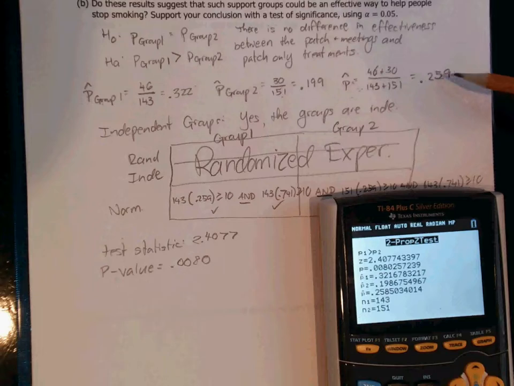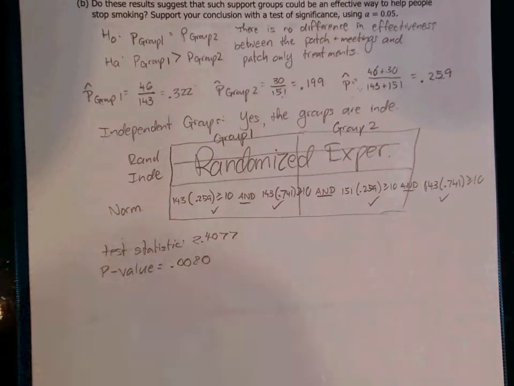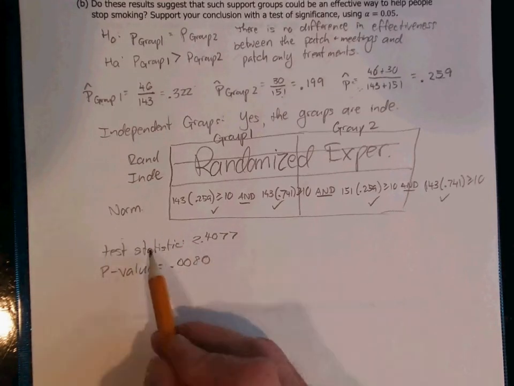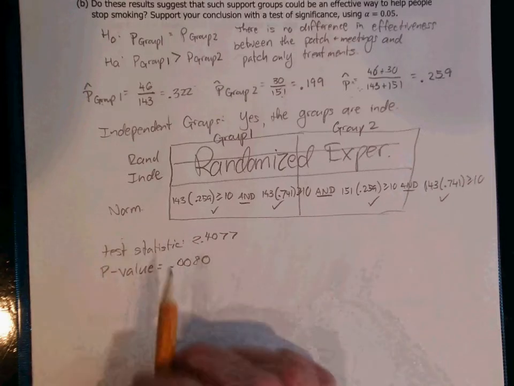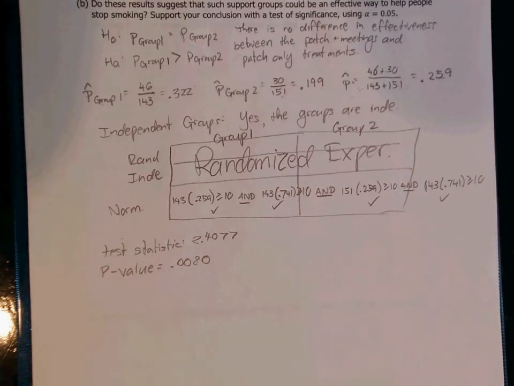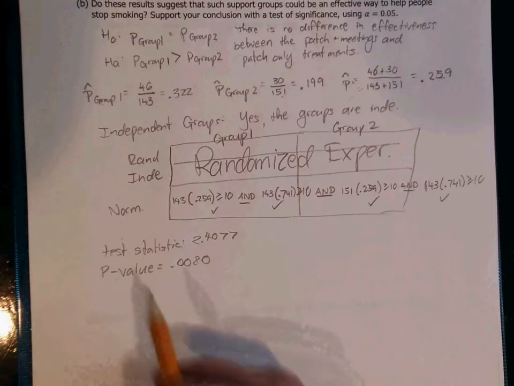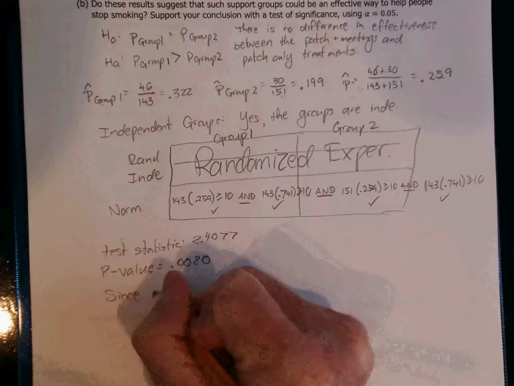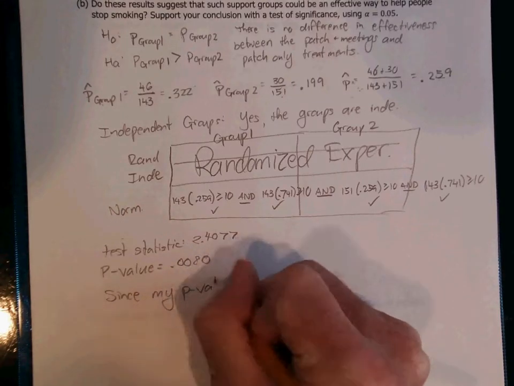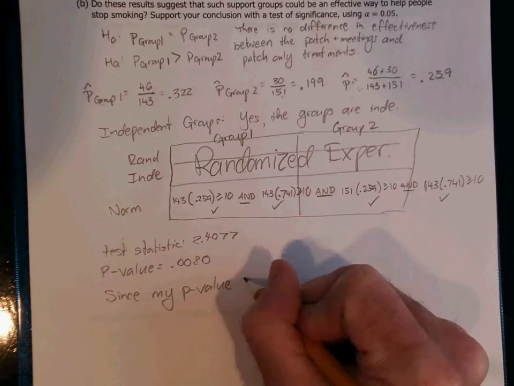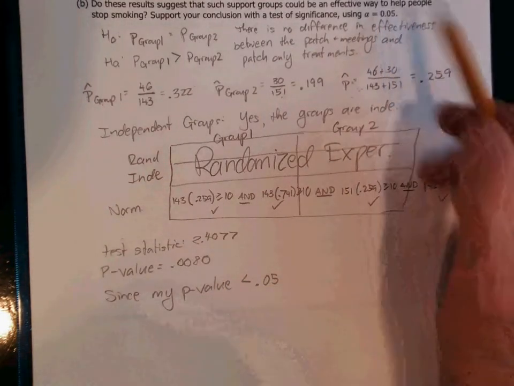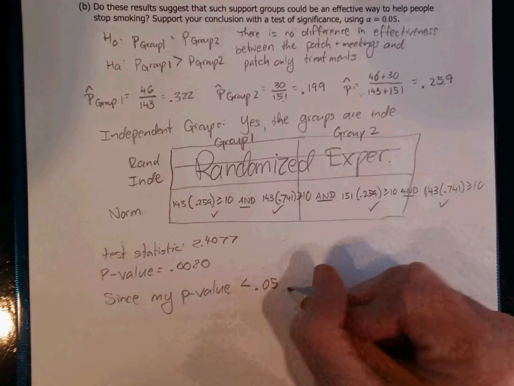So now I'm going to make a decision and draw a conclusion, and after I finish drawing a conclusion, I'll decide on whether or not I want to show the calculation of the test statistic. It's kind of an annoying process. But, since my p-value was less than 0.05, and that was our alpha here, I reject my null.